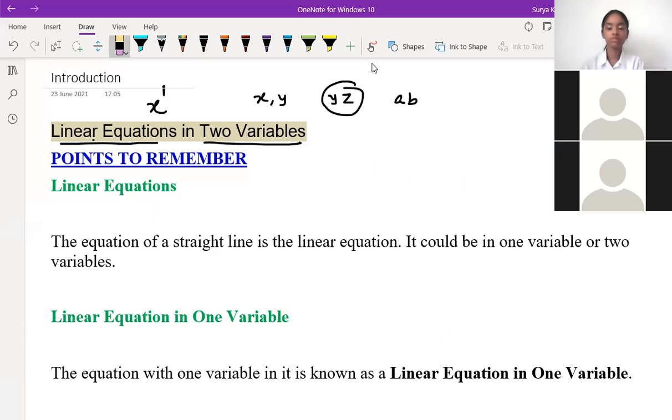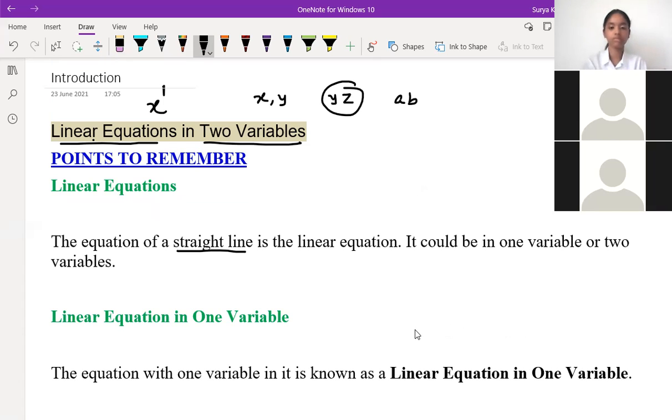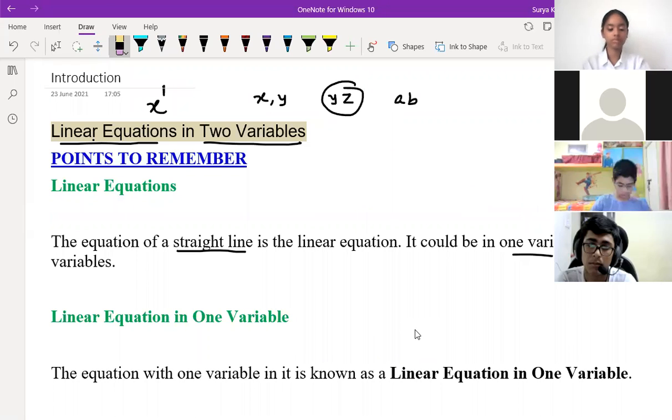Now, the equation of a straight line is a linear equation. That's what Sriyanvi told. The equation of a straight line is nothing but a linear equation, and the maximum exponent of it is 1. It could be in one variable or two variables. One variable is also possible, like 2x is equal to 5, or two variables, like 2x plus y is equal to 9. So a linear equation may be in two variables and also in one variable, but in this chapter we are learning about two variables.